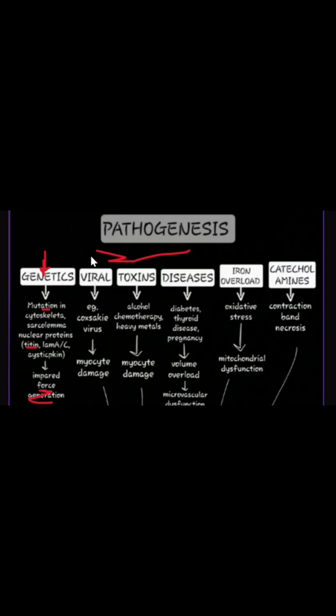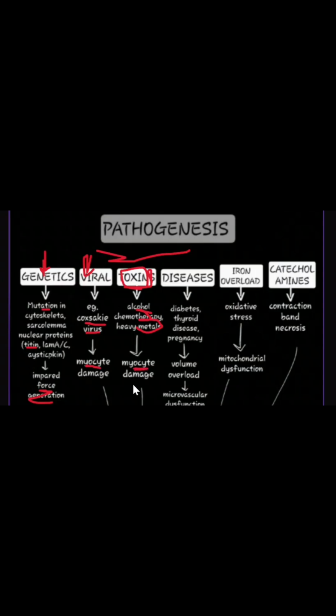Secondly, viral infection is a cause. Viruses like Coxsackie virus infect the myocardium and directly damage heart muscle cells, leading to inflammation that further weakens contraction. This condition is called viral myocarditis, which can progress to DCM. Toxins can also contribute to the development of DCM, for example, alcohol, chemotherapy drugs, and heavy metals. These toxins damage the mitochondria of heart cells, so the heart is unable to produce energy, and without energy, the heart cannot contract effectively.